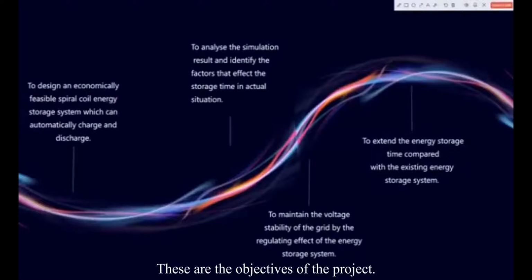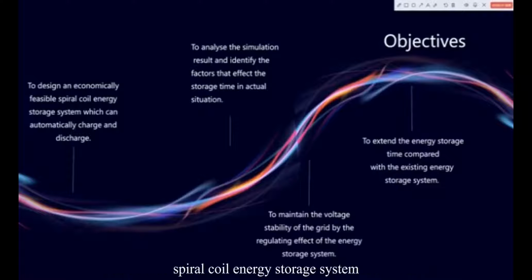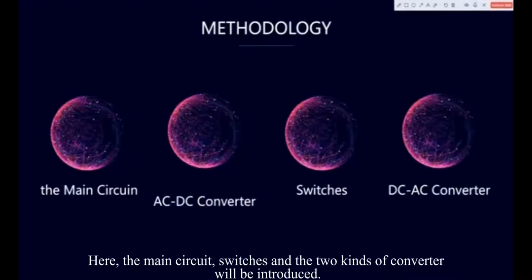These are the objectives of the project. The central objective is to design an economically viable spiral coil energy storage system that can be charged and discharged automatically. Here, the main circuit, switches, and the two kinds of converter will be introduced.